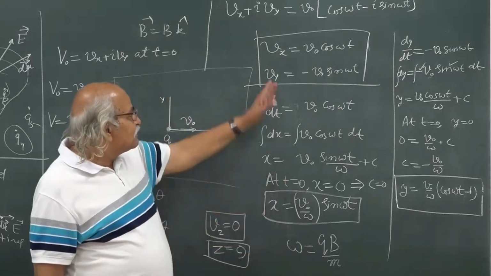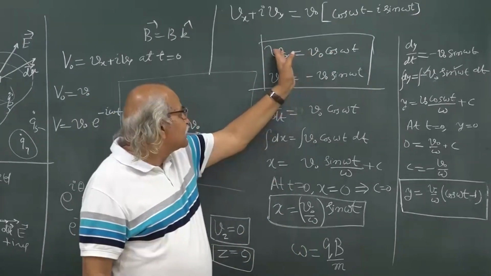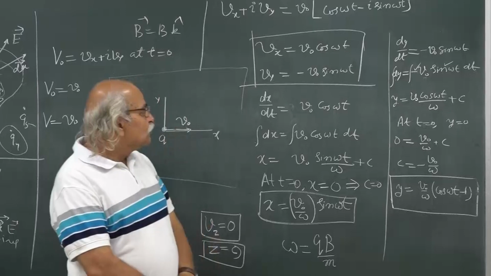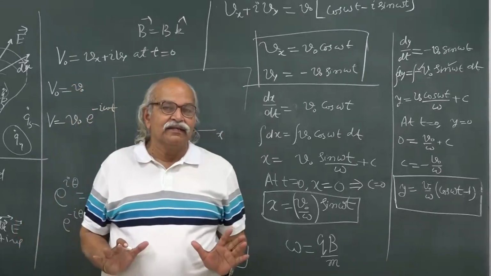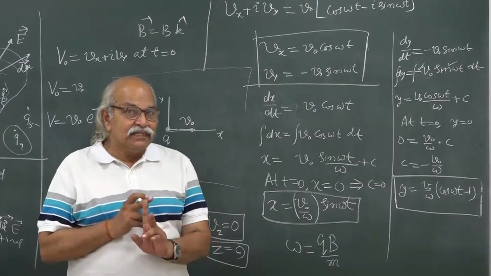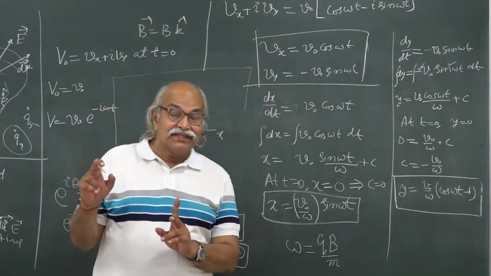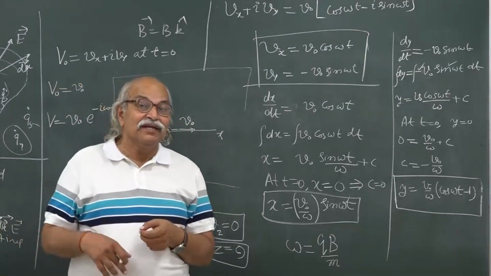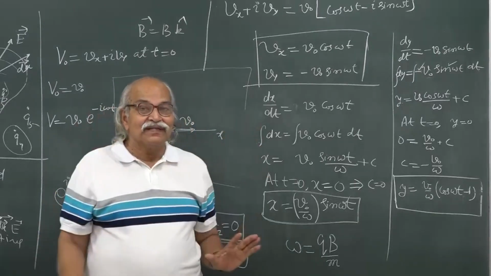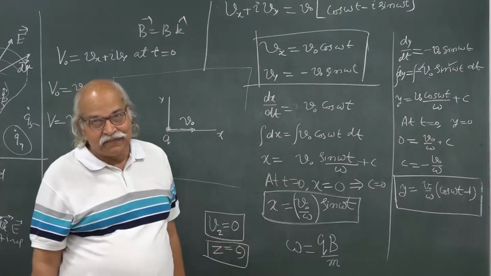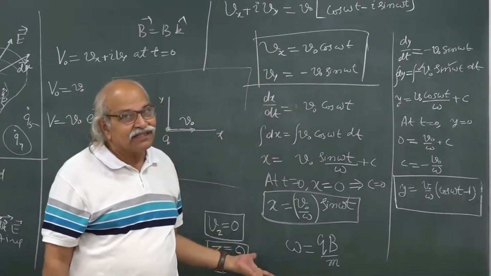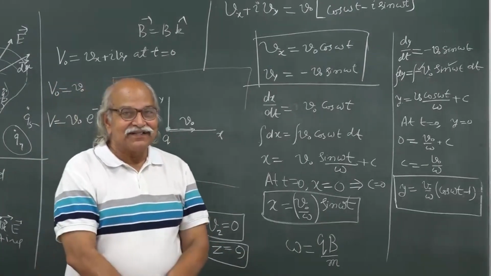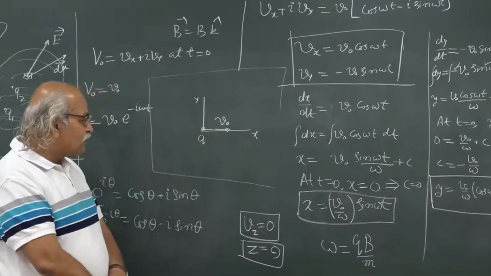And velocities are also derived: Vx is equal to V naught cos omega t, and Vy is minus V naught sin omega t. So we have a complete description of what the particle will do. At time t, I know its x position, its y position, the x component of the velocity, and the y component of the velocity. So the entire motion is here in these equations. But now, from these equations, I have to connect to the actual motion which is taking place in that region. That is our next task.